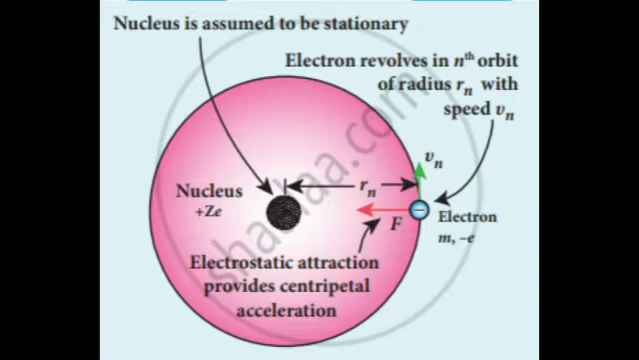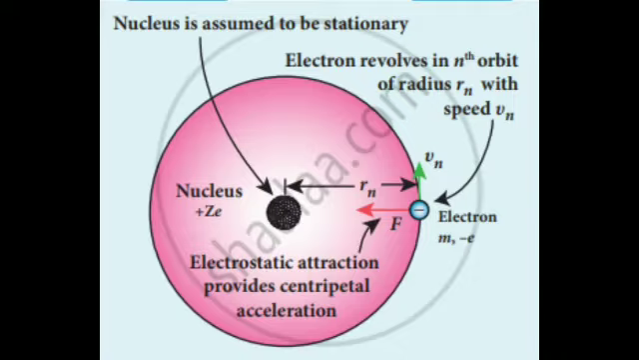From Coulomb's law, the force of attraction between the nucleus and the electron gives Rn is equal to 4 pi epsilon naught (m Vn Rn) whole squared by Z m e. The final value is Vn, the velocity, is equal to h by 2 pi m epsilon naught Z by n. Next, excitation energy and excitation potential.